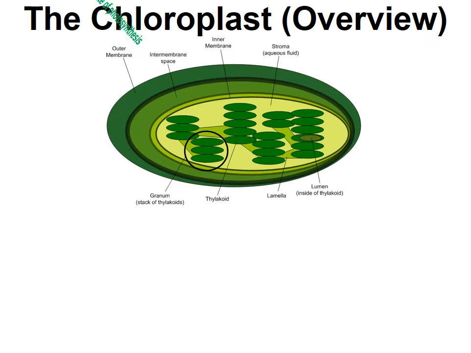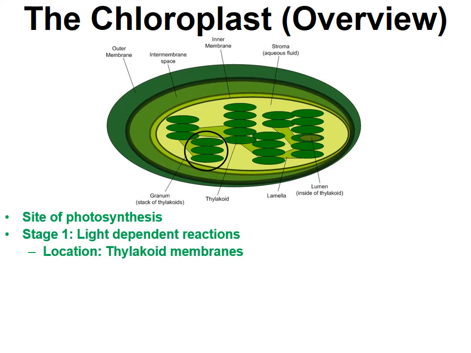So let's look at a quick overview of the chloroplast, or the site of photosynthesis. We can break photosynthesis into two processes. The first is called the light-dependent reactions.